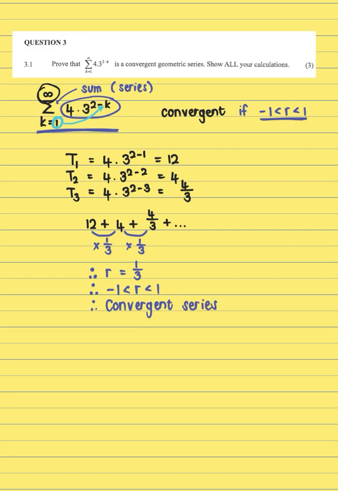Right, and there you have it. I think in terms of mark allocation here, they would give you 1 mark for getting those 3 terms. They would then get you a mark for identifying what the ratio is, and your 3rd mark would then be for coming to this conclusion, but you would definitely have to state this line. You would have to state that the ratio is between -1 and 1, and therefore it is converging.